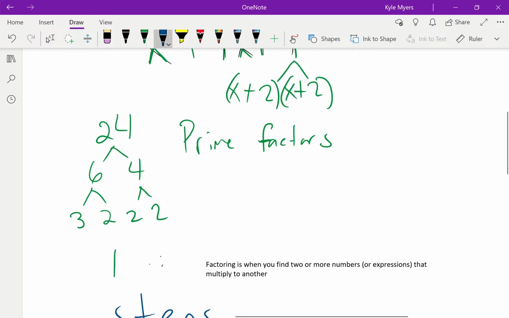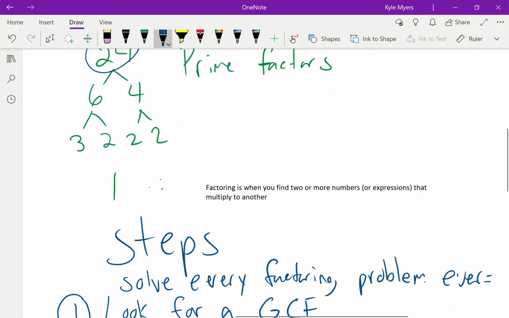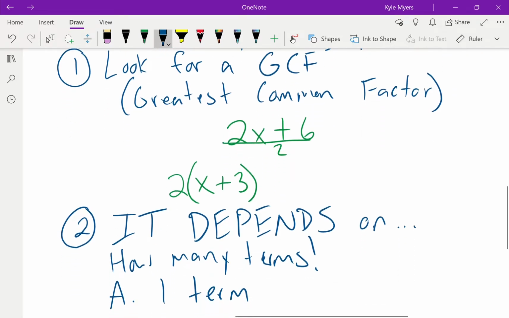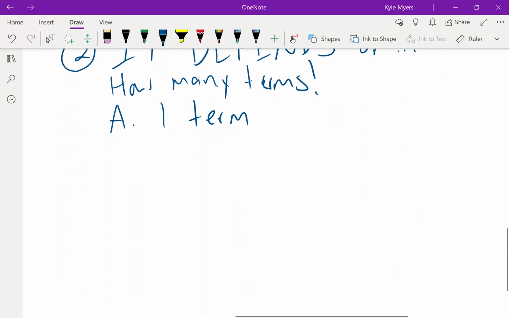Look at this. This is 1 term, and I factored it. It's 3 times 2 times 2 times 2. And technically, that's factoring. Factoring is, remember, when you find 2 or more numbers that multiply to another. That's all we're trying to do here. So for instance, if I have 1 term, it could be 3x, which would be 3 times x. That's a pretty basic example.